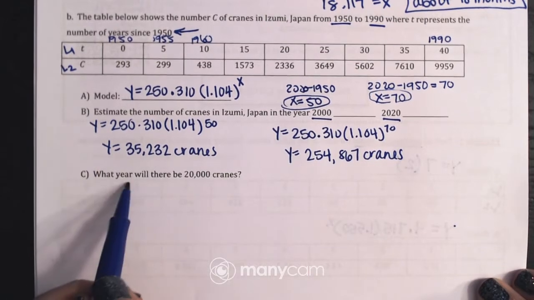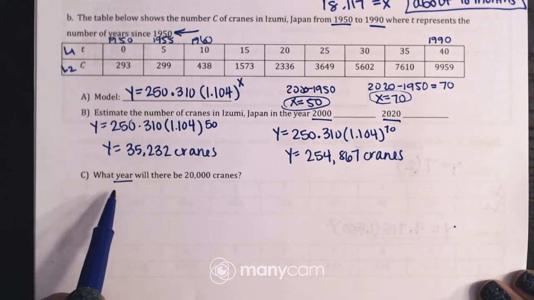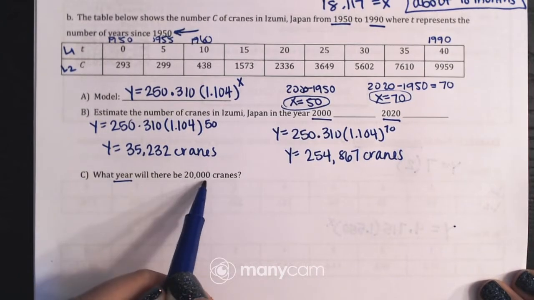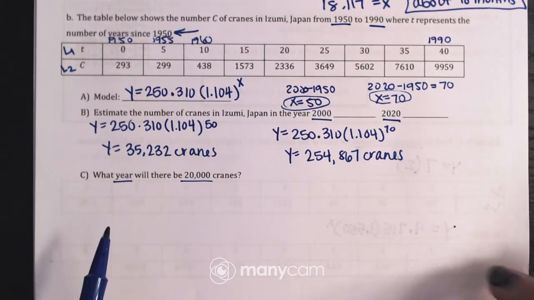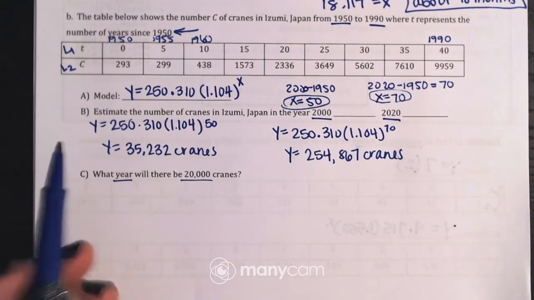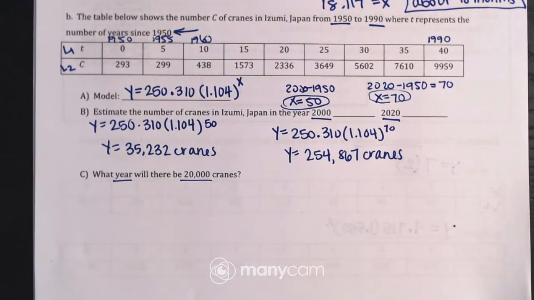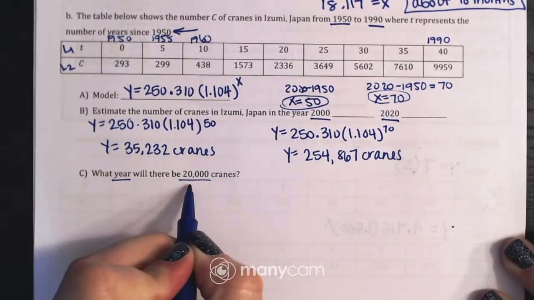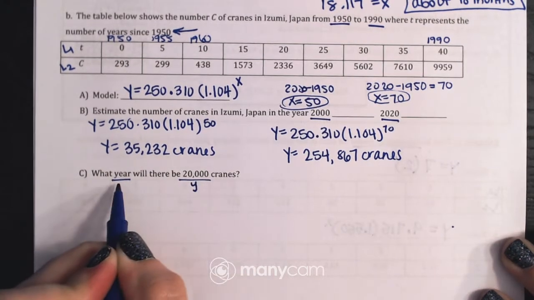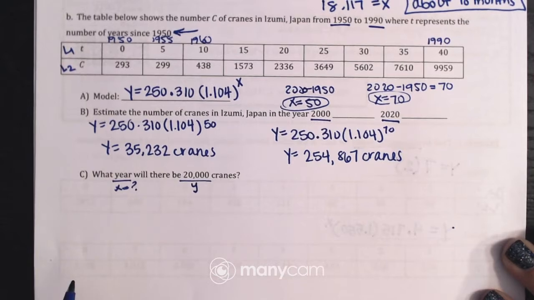Again, it's asking for a year, so what year, meaning we don't know that y variable, the output, but we know that there's 20,000 cranes, so we know the input we want to know. So what I'm going to do here is plug in the 20,000 for y, I know the cranes, and I want to figure out the year. I don't know the x variable.